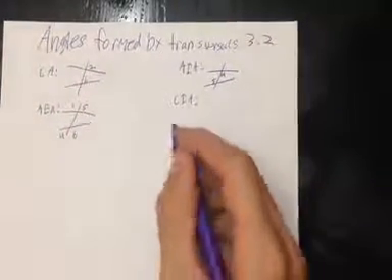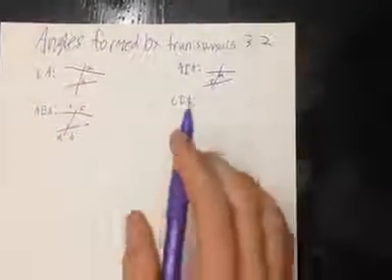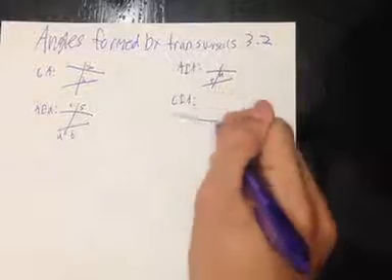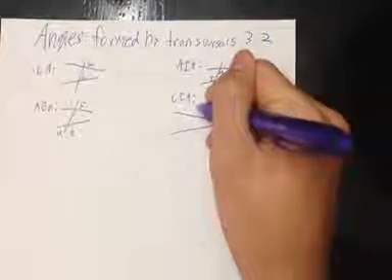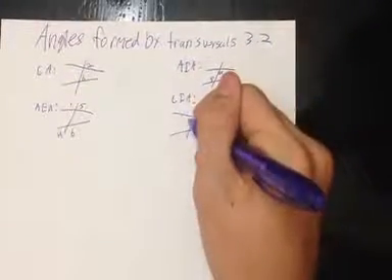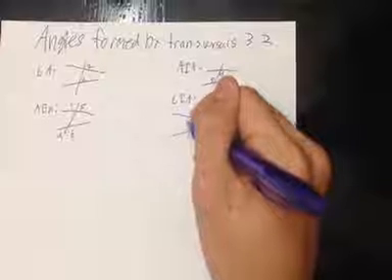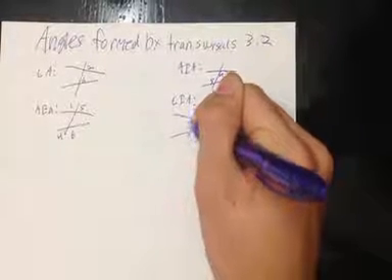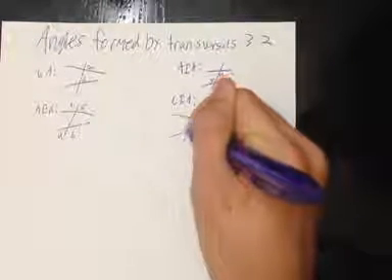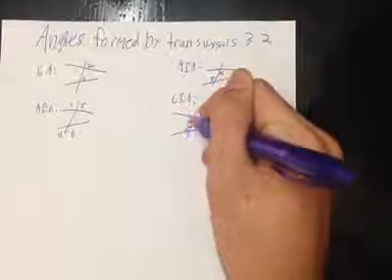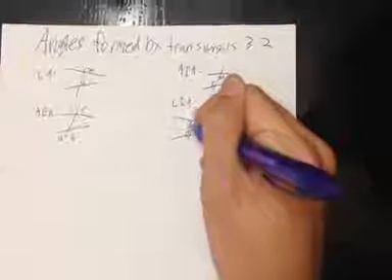Then consecutive interior angles are when you have two lines here cut by a transversal and they are on the same side on the interior. So like 3 and 5 here, angle 3 and angle 5 would be consecutive interior angles.